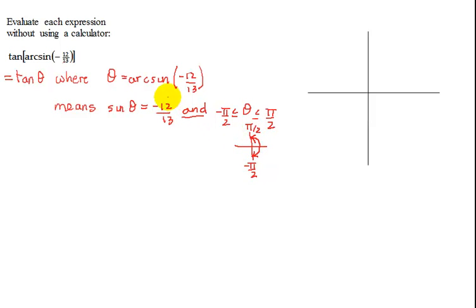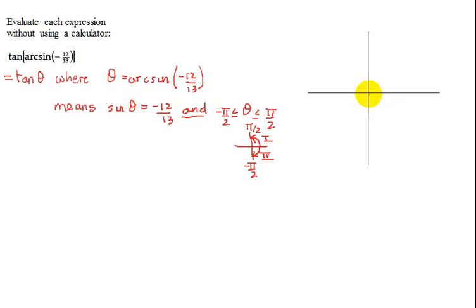So let's think about it. The sine of theta is a negative number. Can I be in quadrant 1? No, because all trig functions are positive in quadrant 1. Therefore, I have to be in quadrant 4. Let's check. Is the sine negative in quadrant 4? Yes, the only two trig functions that are positive in quadrant 4 are the cosine and its reciprocal.